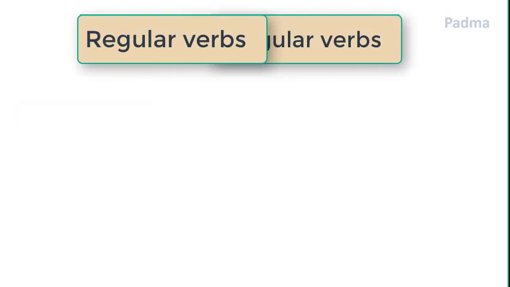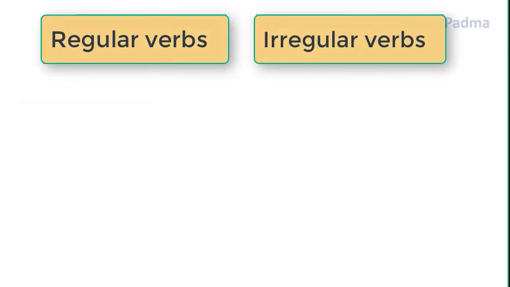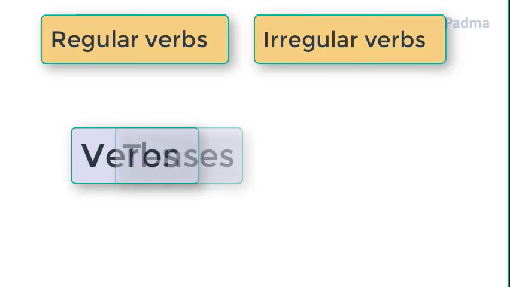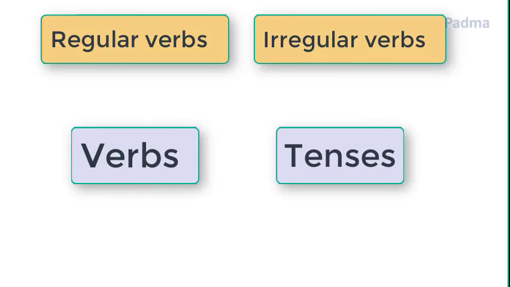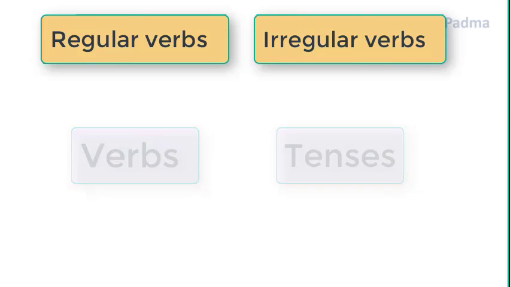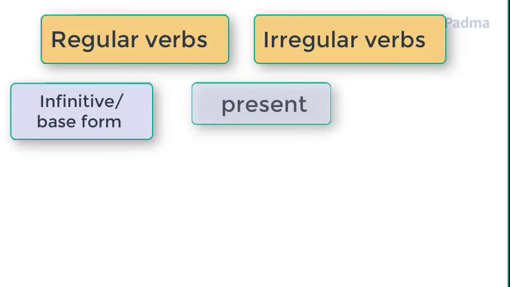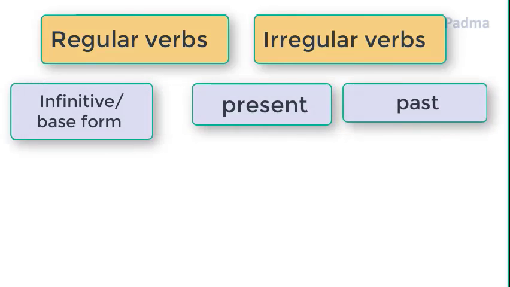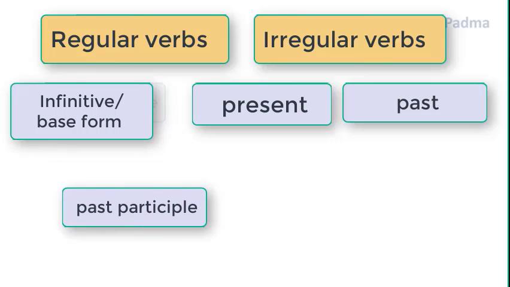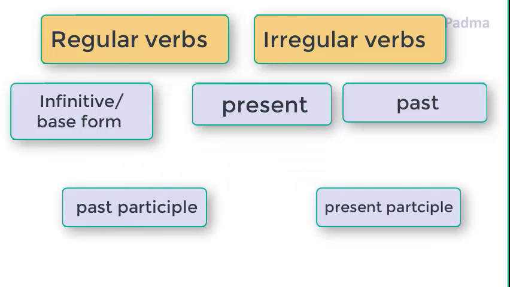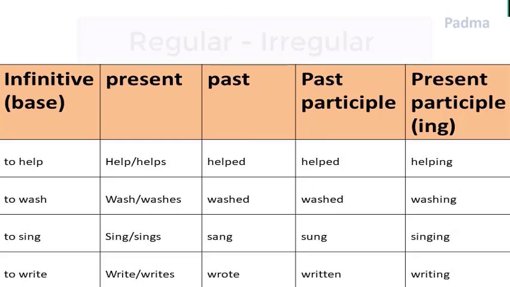Next come regular and irregular verbs. In English, only verbs can have tenses. To make tenses, we change the forms of verbs. There are five verb forms in the English language. They are namely the infinitive or base form, the present tense form, the past tense form, the past participle form, and then we have the present participle form, that is the continuous tense.